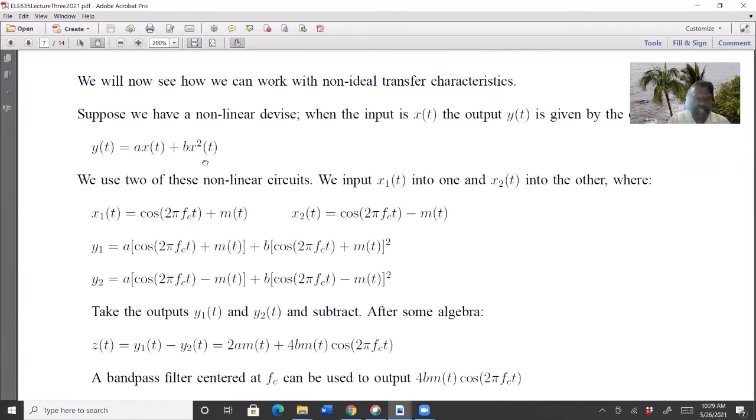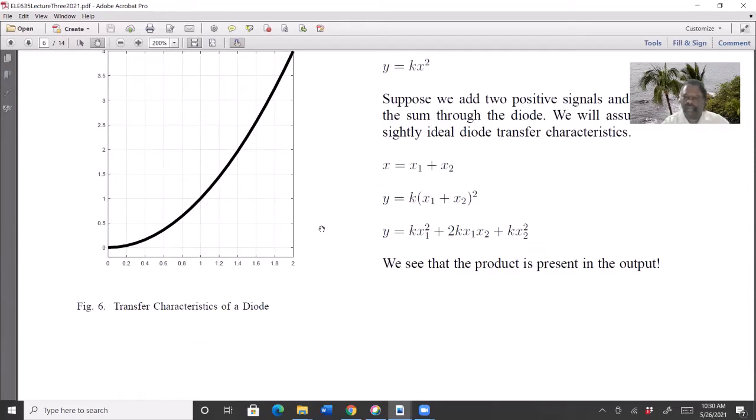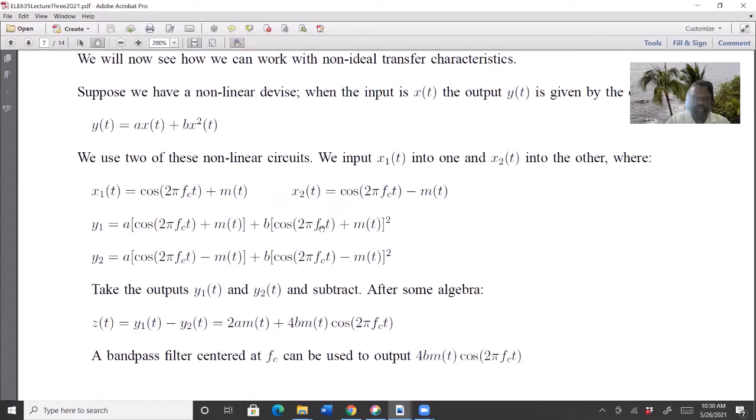So this is the transfer characteristic, but we have two such circuits. To one of them, we input this signal, x1, which is carrier plus the message. For the other one, we input x2. Remember this x1 and x2 are different from the earlier x1 and x2, don't get confused. Get the idea, forget the equation. So this is the x and this is the y. For one of these circuits, we input this, for the other, we input this. The output from the first circuit will be A times the input plus B times the input square. For the other one, it is the same.